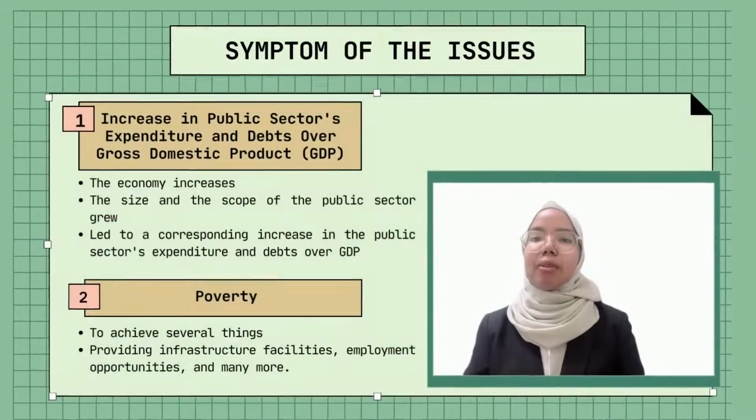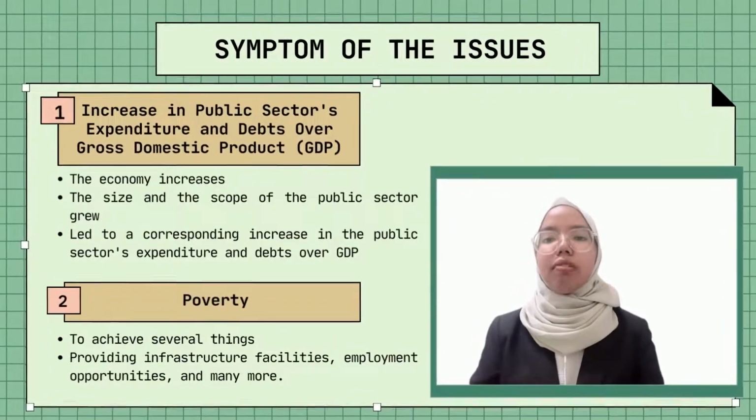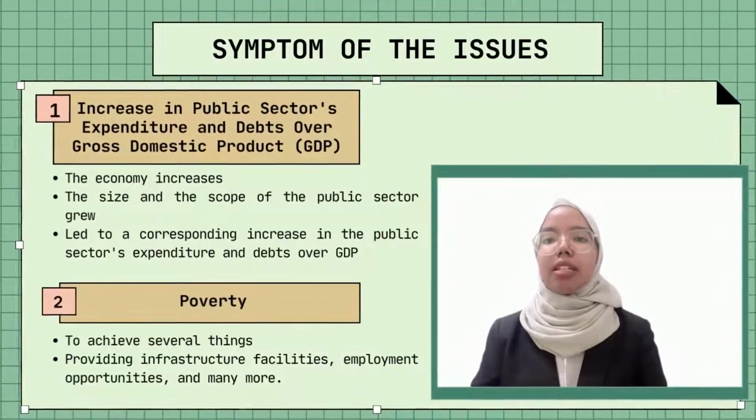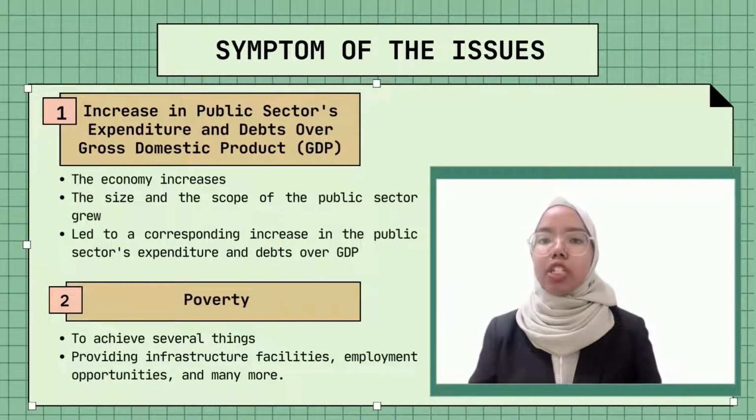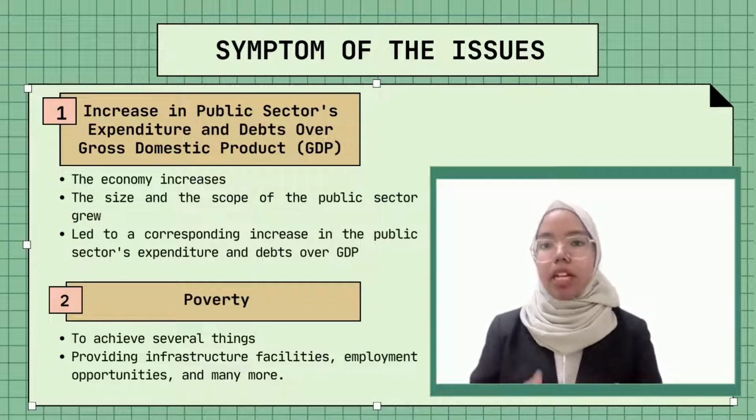The next thing is about the symptoms of the issues. The first symptom is the increase in the public sector's expenditure and debt over gross domestic product, or known as GDP. As government intervention in the economy increases, the size and the scope of the public sector grew, which led to a corresponding increase in the public sector's expenditure and debt over gross domestic product. As a result, the privatization policy is desperately needed and capable of addressing the country's spending and debt problems.